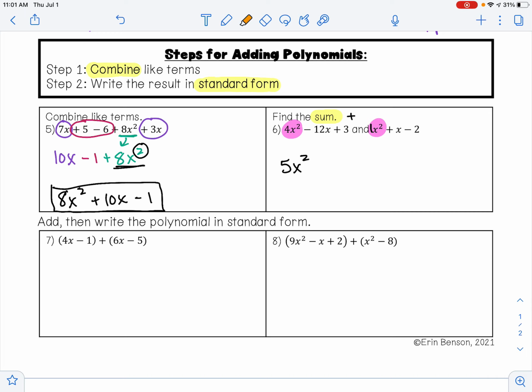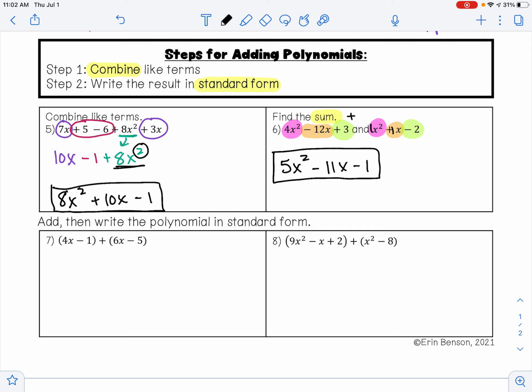And then negative 12x has a like term with x. Again, I have that coefficient of 1 here. So negative 12x plus 1x is negative 11x. And then lastly, I have 3 and negative 2 that are like terms. 3 minus 2 is negative 1. So our answer is 5x squared minus 11x minus 1.